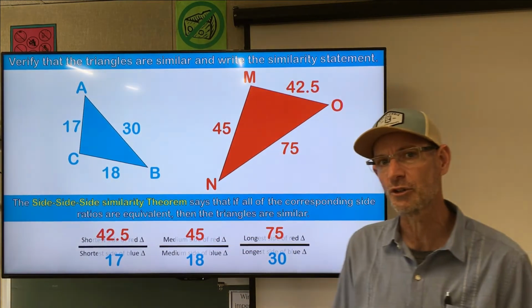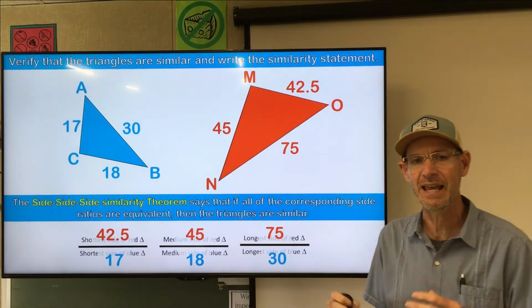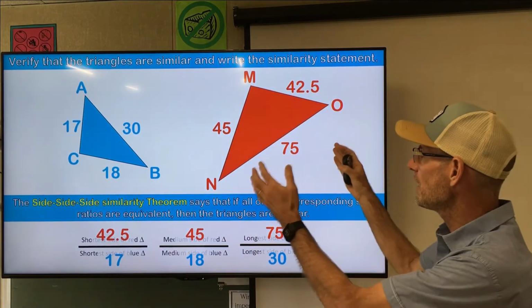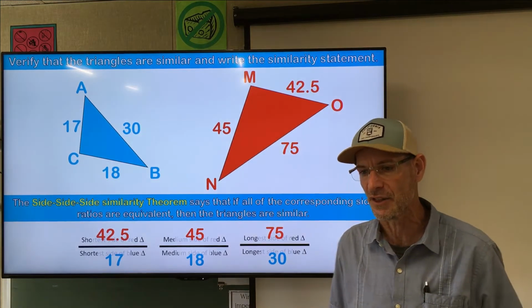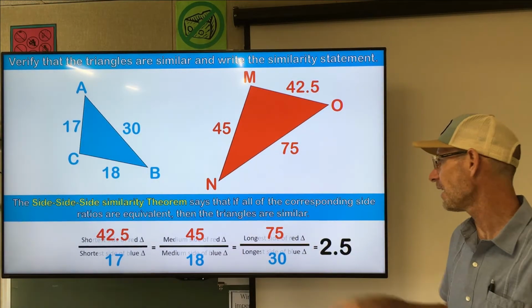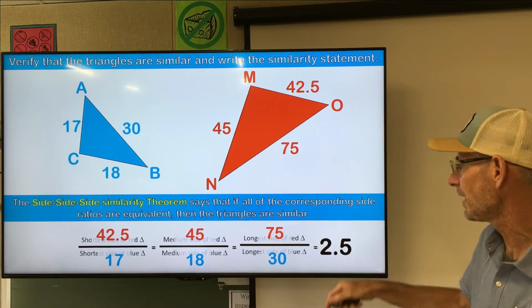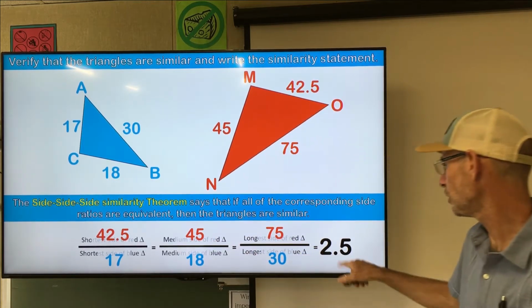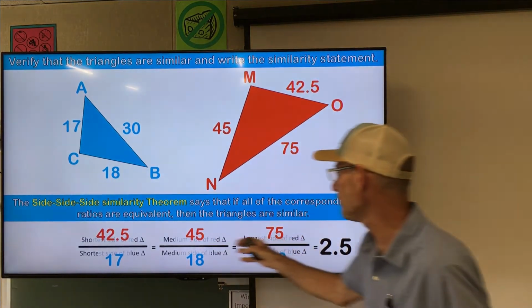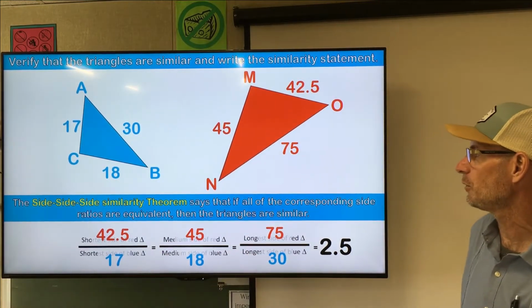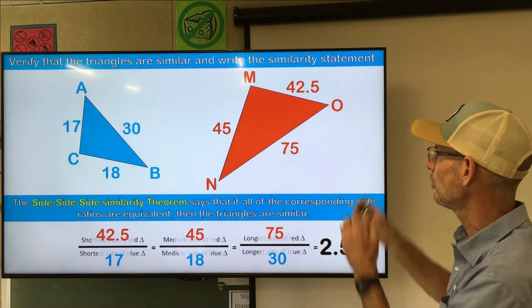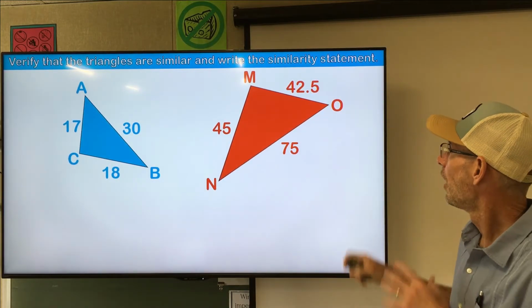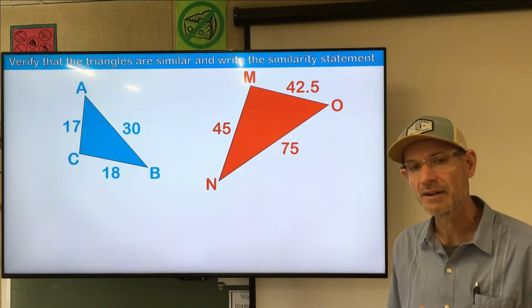If these ratios are equivalent, if they have the same value, then we know that these triangles are similar by the side-side-side similarity theorem. When I divide all of these fractions, all of them come out to 2.5. So all of these ratios are equivalent to each other, which proves that the blue triangle is similar to the red triangle. Our next task is to write a similarity statement.